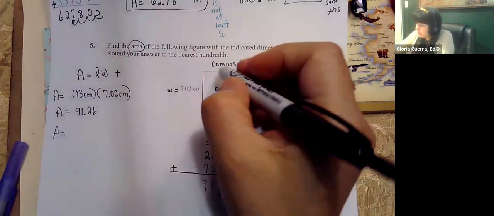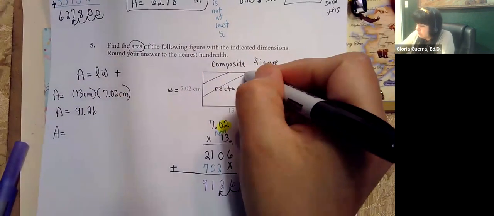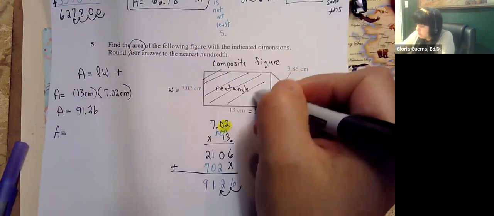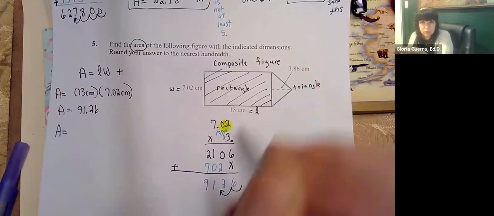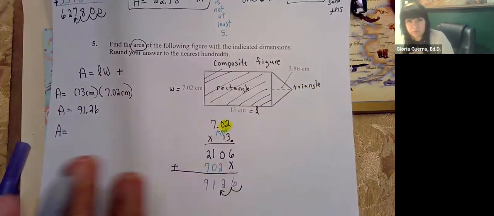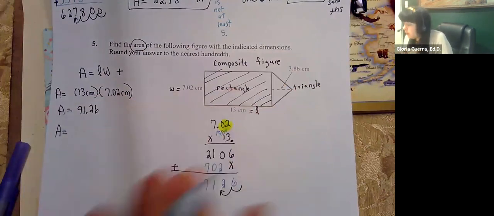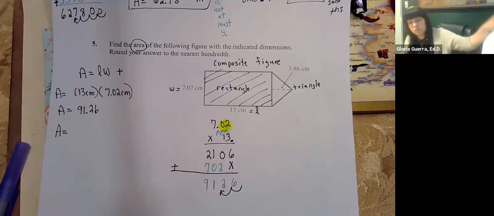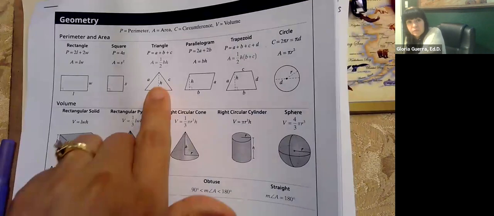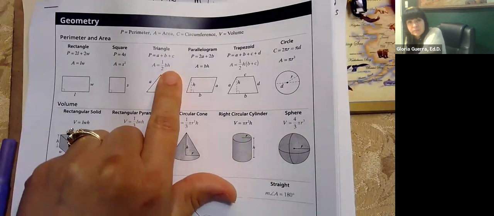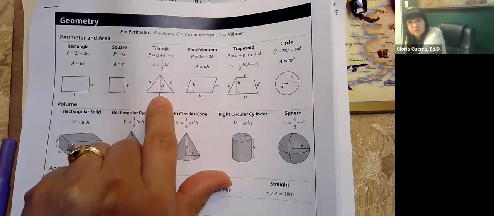Okay, so now we got the rectangle. That would be this area for the rectangle. We found that area. Like if you wanted to put carpet over that space there, that's the area. And now you need the triangle. So the triangle is 1/2 times base times height.